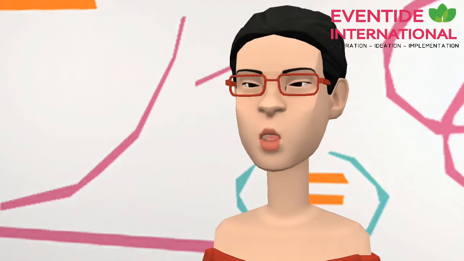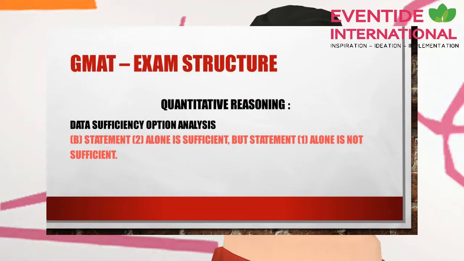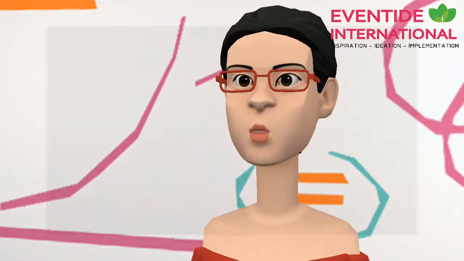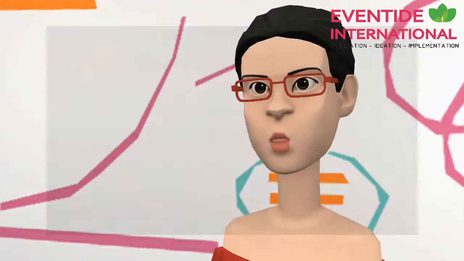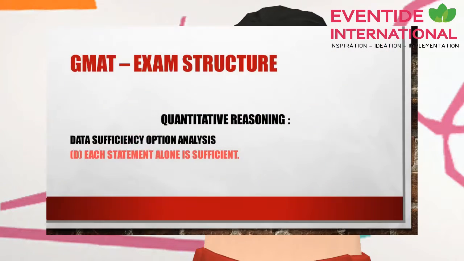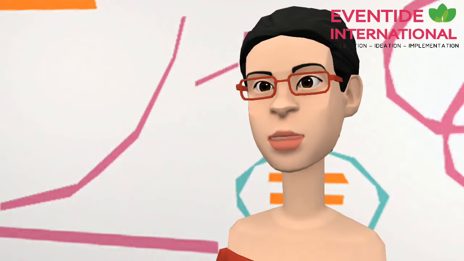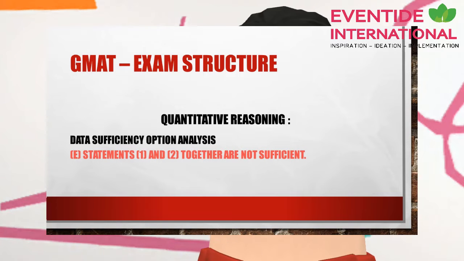The second option will be the reverse of what we did in option A: statement B is individually sufficient to answer the question. However, statement A is not individually sufficient to answer this question. The third option states that you will need to combine both the statements to answer the question, whereas neither of the statements individually is sufficient. The fourth option states that each statement A and B is individually sufficient to answer the question. Finally, the fifth option states that even after combining both the statements you are unable to answer the question.